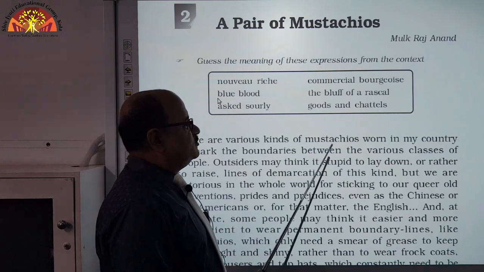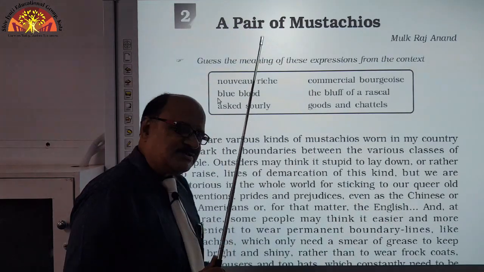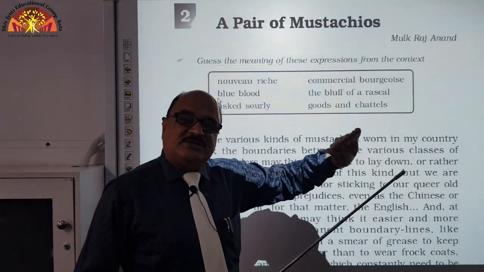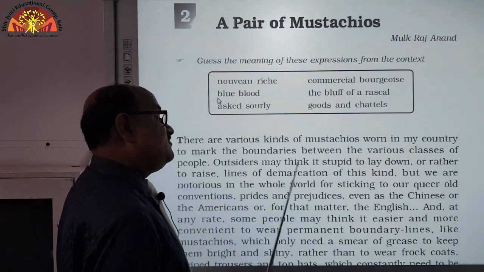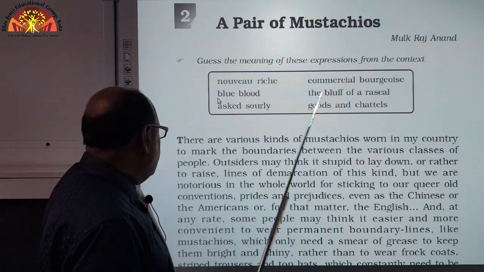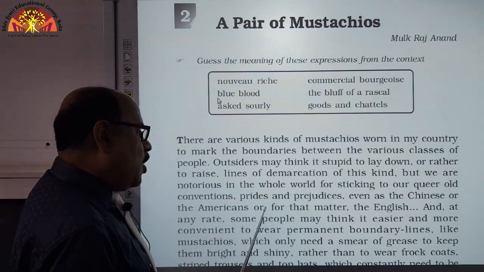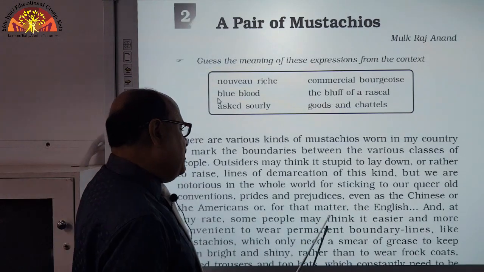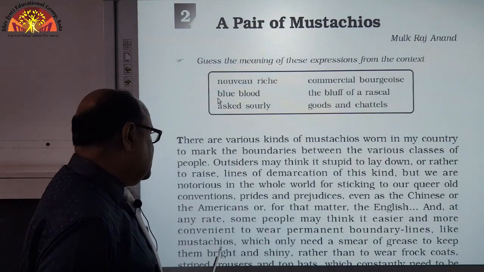There are various kinds of mustaches worn in my country to mark the boundaries between the various classes of people. Yes, different boundaries are there, means partitions are there on the basis of mustache and their customs, right? Outsiders may think it stupid to lay down or rather to raise lines of demarcation of this kind. But we are notorious in the whole world for sticking to our queer old conventions, prides and prejudices, even as the Chinese or the Americans or for that matter the English. And at any rate, some people may think it easier and more convenient to wear permanent boundary lines like mustaches.